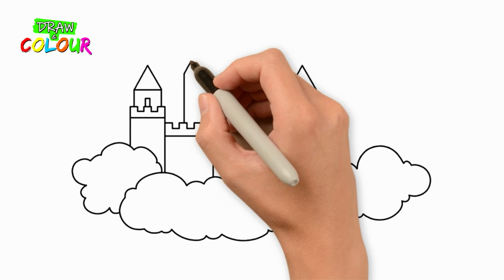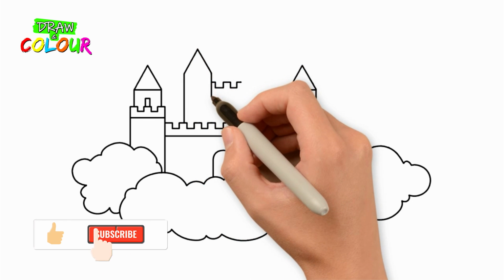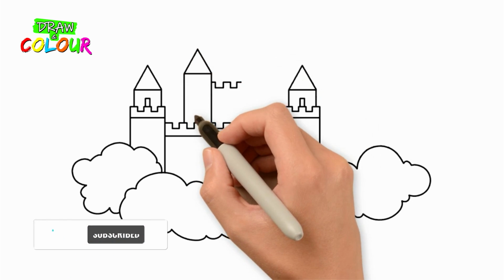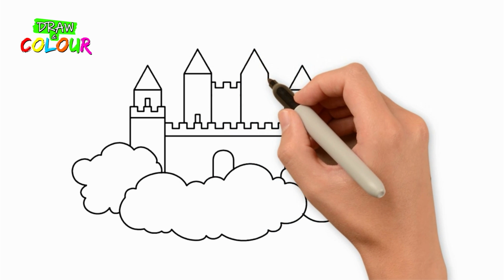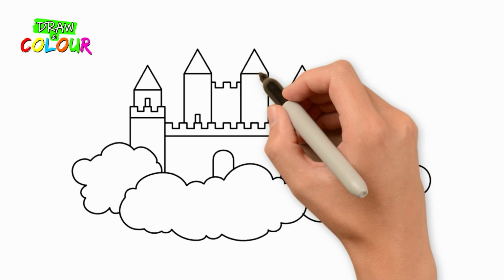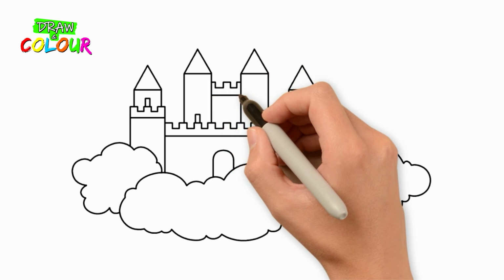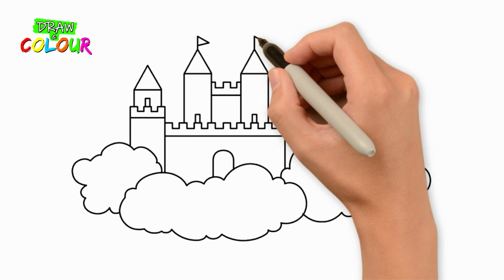Now draw two taller towers in the central part of the castle and draw a small horizontal line onto the battlements already drawn. Draw two flags with a vertical line and a small triangle.